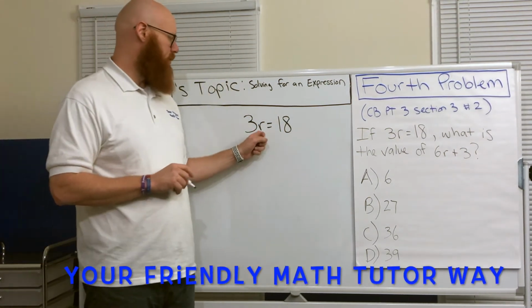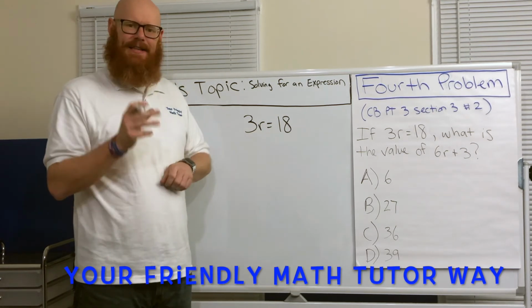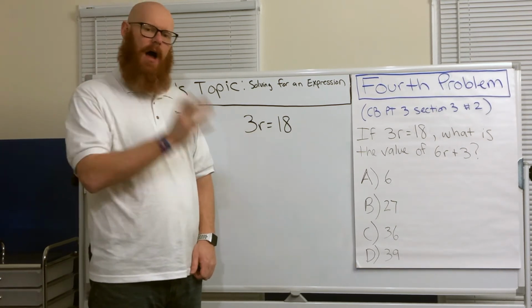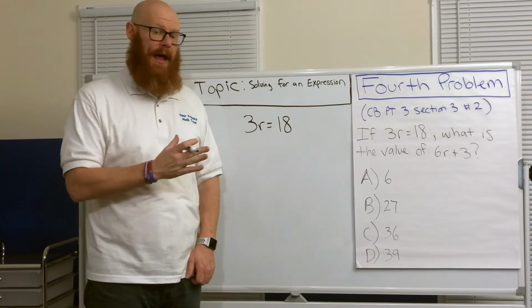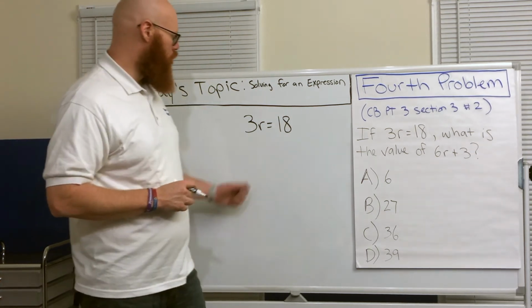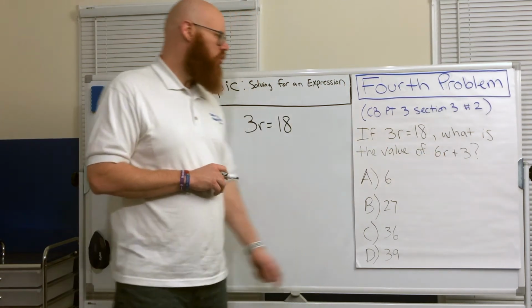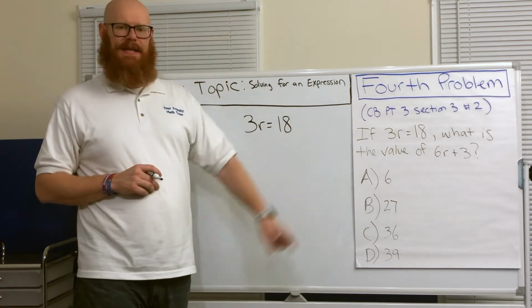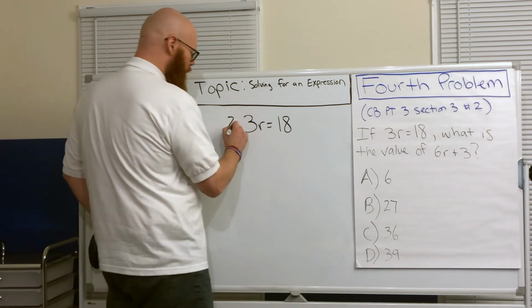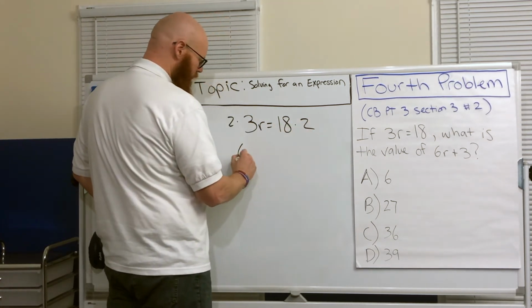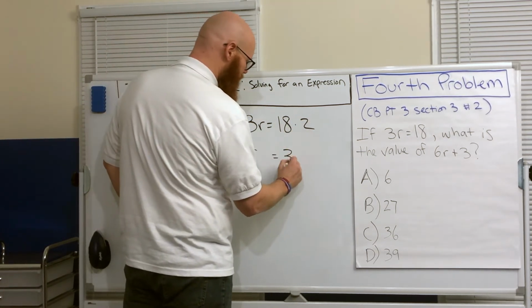Obviously, we could pretty easily find r here, but again, it's about having this mentality that I am not going to find r when I don't have to. I am going to just make this look like this expression. So if it's 3r and I want it to be 6r, then I'm going to multiply both sides by 2, and I'm going to have 6r equals 36.